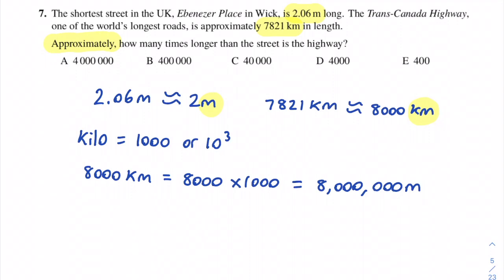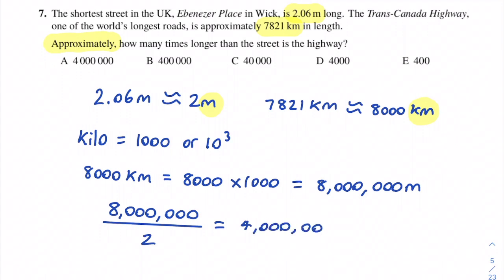metres. And now we just need to take 8 million metres and divide it by 2 metres. So we get 8 million divided by 2, and that is 4 million. So the highway is 4 million times longer than the street. And we've got an answer there, which is A. So our final answer is A, 4 million.